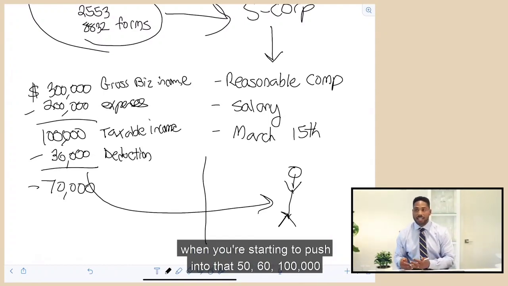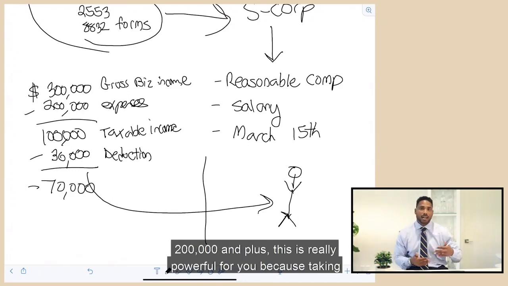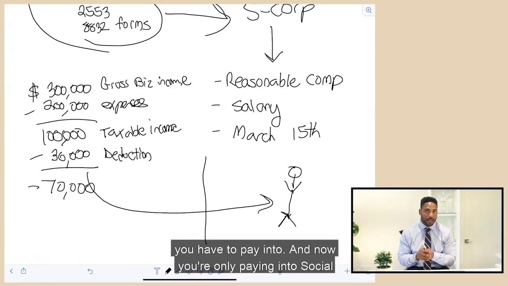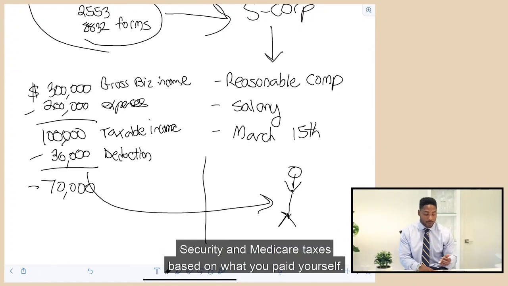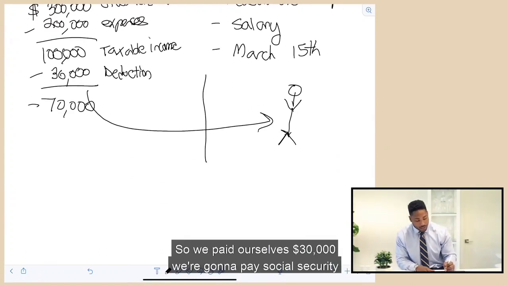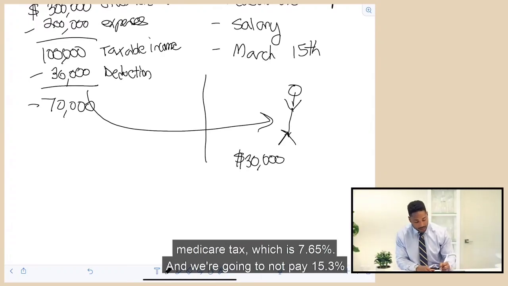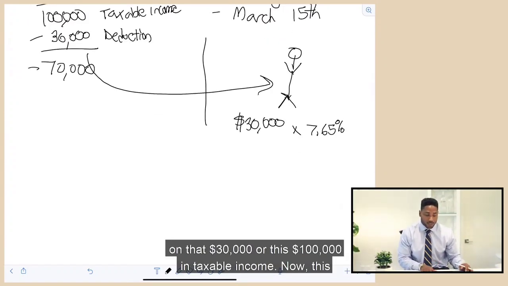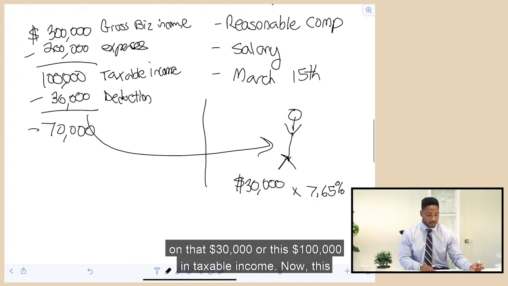When you're starting to push into that 50, 60, 100,000, 200,000 and plus, this is really powerful for you because taking payroll deductions helps you reduce self-employment tax, the 15.3% you have to pay into, and now you're only paying into Social Security and Medicare taxes based on what you paid yourself. So we paid ourselves $30,000. We're gonna pay Social Security and Medicare tax, which is 7.65%. And we're gonna not pay 15.3% on that $30,000 or this $100,000 in taxable income.